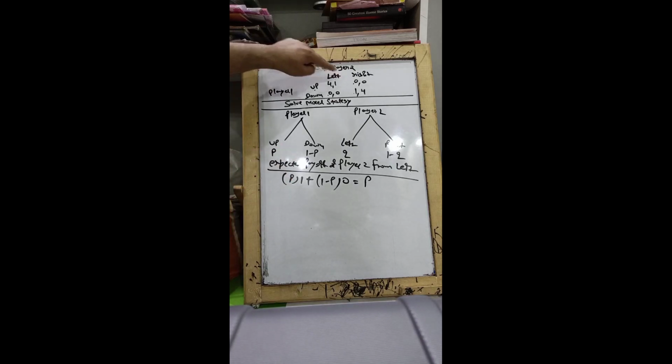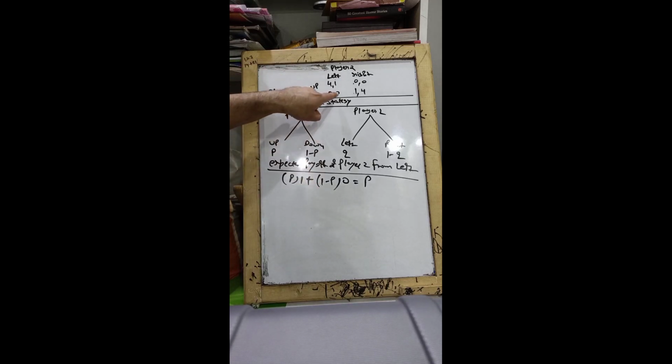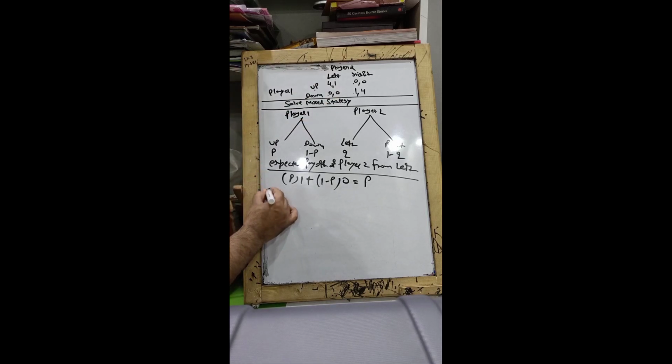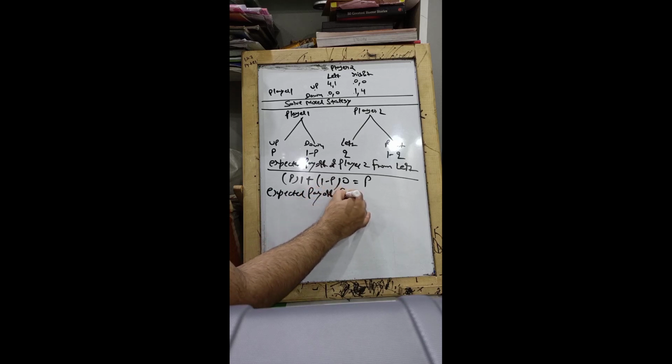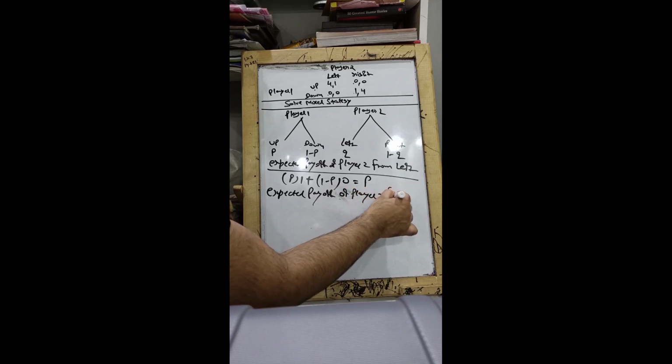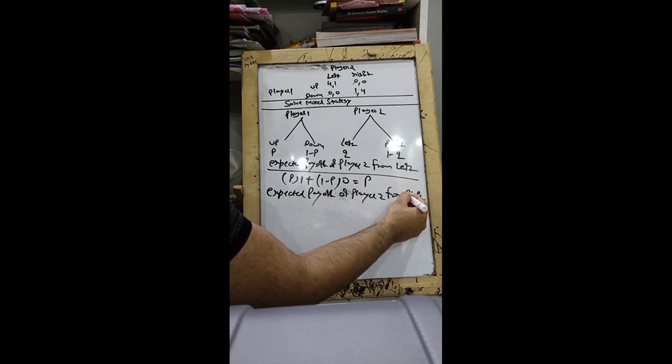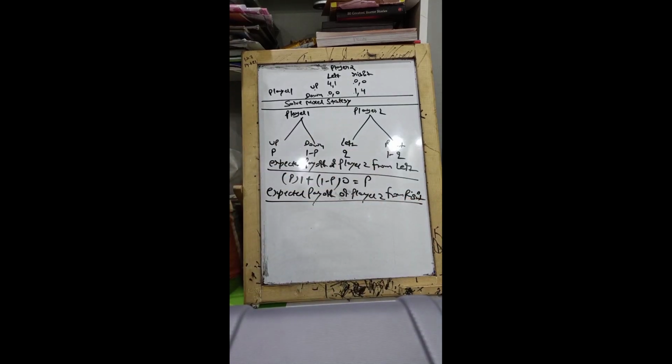So it's p. I repeat again, expected payoff of player 2 from left. How much will be his expected payoff shall depend upon what player 1 does. If player 1 goes up, the probability of which is p, player 2 is gonna get a 1. But if player 1 goes down, the probability of which is 1 minus p, he is gonna get a 0. Now what we write is the expected payoff of player 2 from going right. Pardon me for this bad handwriting.